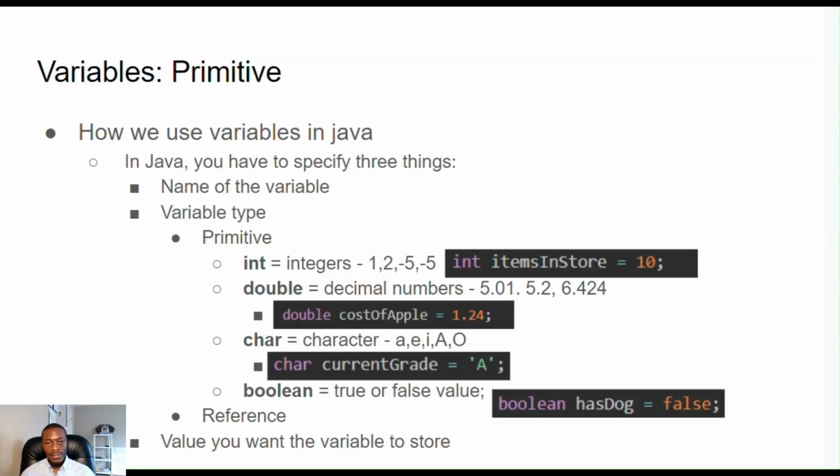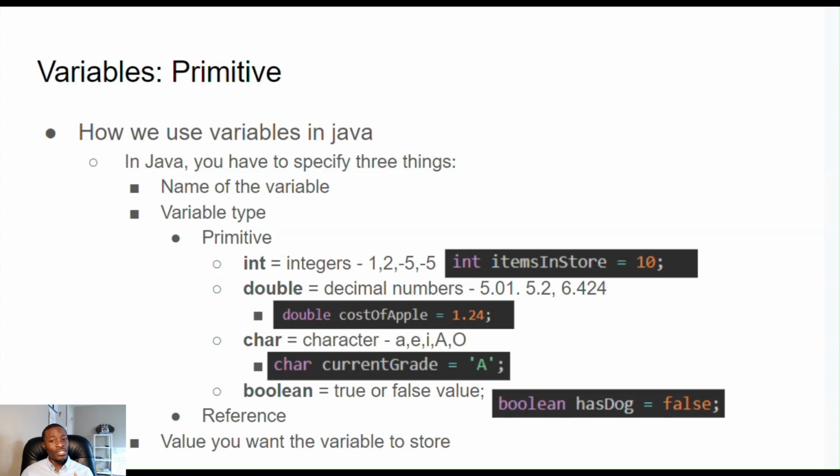All right, so let's get into the nitty gritty of variables, like how to use them and what's going on behind the scenes, so that we can really understand. So how do we use variables in Java? How do variables work?